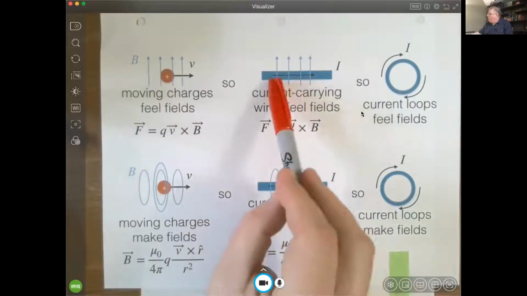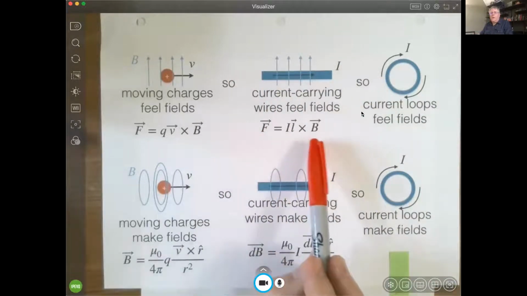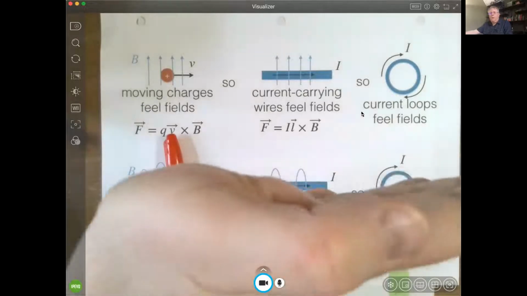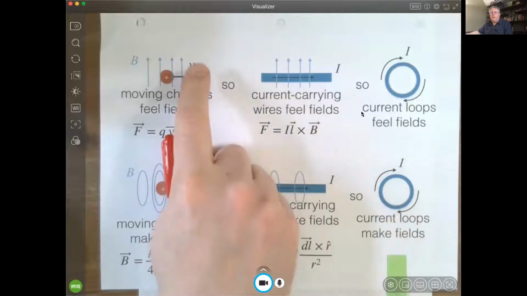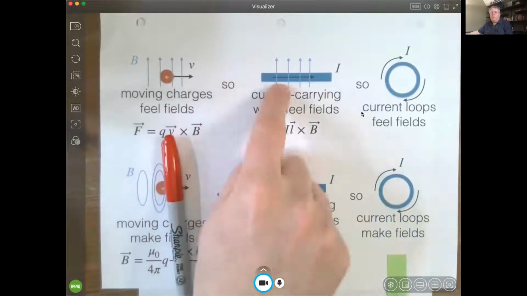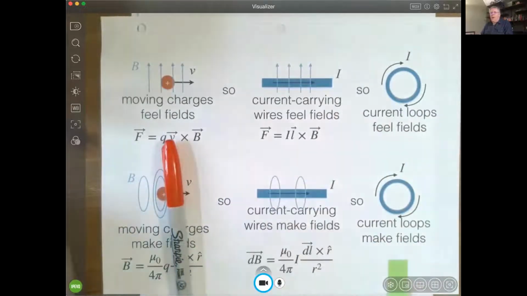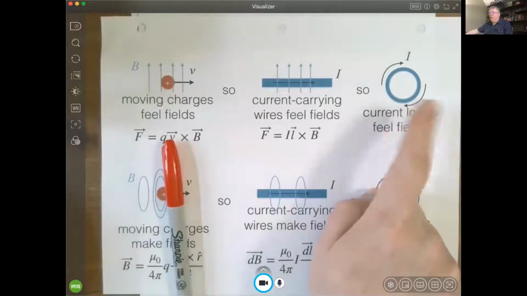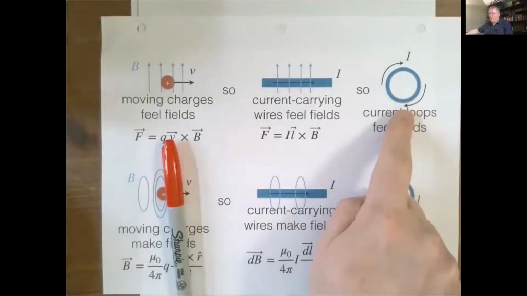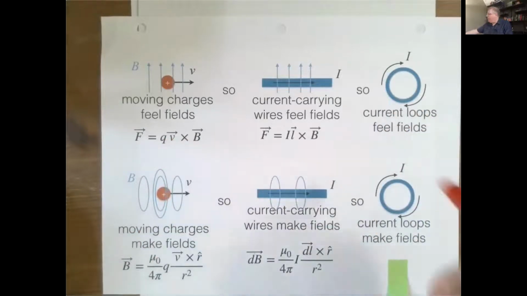That means if I have a whole bunch of charges moving in a current, I get a similar effect: I get IL cross B for a current-carrying wire. L cross B is up, so this is also a force going up, because this is really just made of these. So both this and this will want to lift off the page. That means that if you have a loop of wire, it also is going to feel forces, and in a different and more interesting way. That's the first thing I want to talk about today. We've covered this very briefly before. I want to come back and touch on this a couple more times.